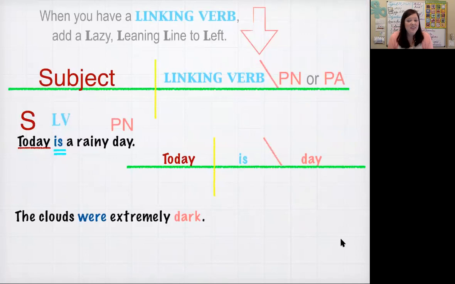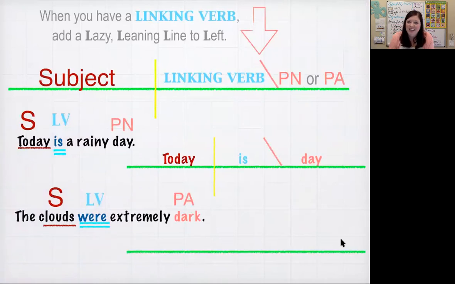Let's try this next one. This is an example of a predicate adjective. You will have this kind on your back page, so be ready for this. Were is our linking verb. Clouds is the star of the sentence. We call that the subject. Clouds were, well, what were they? What kind of clouds did we have? They were dark. Draw your line, cut it in half. The subject goes on the left. Write the verb next. Because we have a linking verb, we're going to have a lazy, leaning line to the left and write our predicate adjective after that.